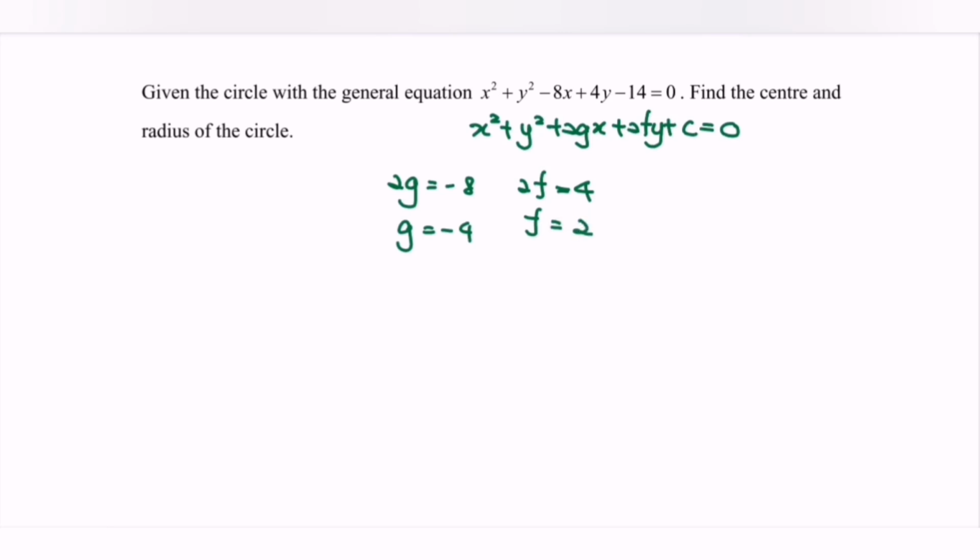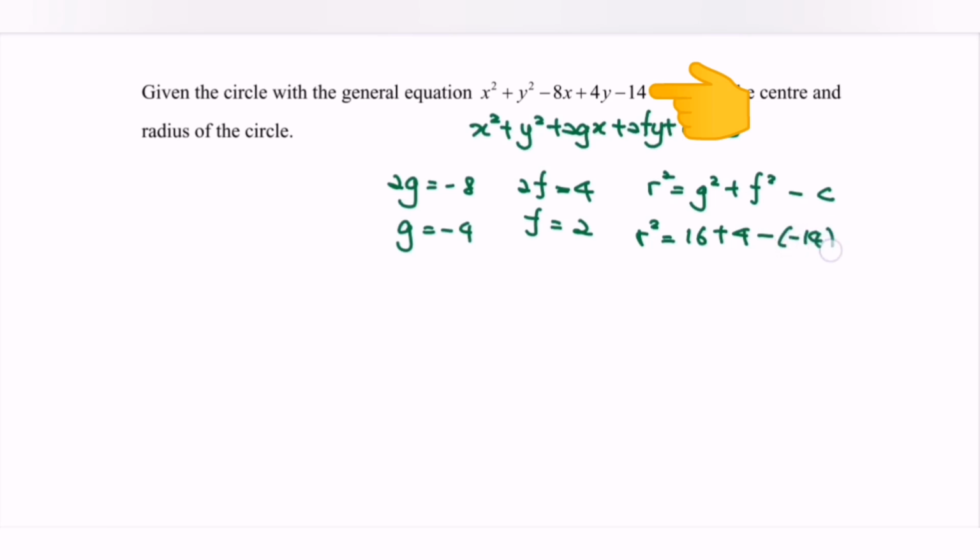Next, in order to find the radius, we have the formula r squared equals g squared plus f squared minus c. Kindly substitute the situation. So r squared is equal to negative 4 squared, where we will have 16, plus 2 squared, 4, minus the c. In here, the c is negative 14. So r squared is equal to 20 plus 14. So r will be equal to square root of 34, which is the radius.